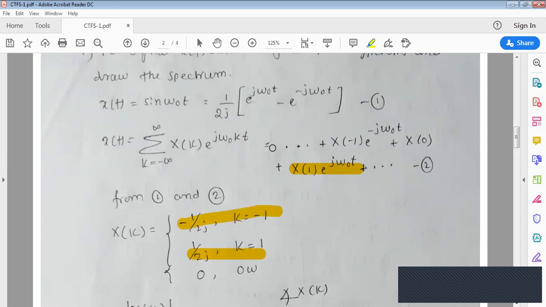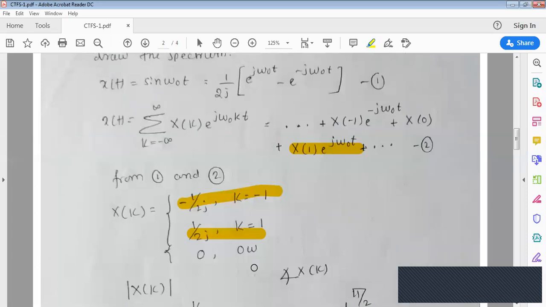Next, when k becomes 0, this quantity will become 1, so I'm getting only x of 0. X of 0 is nothing but equal to 0. See here, there are no terms which are constants in this equation. You have only two terms and both of them are multiplied with either plus j omega naught t or minus j omega naught t. There are no constant terms, hence x of 0 is equal to 0.